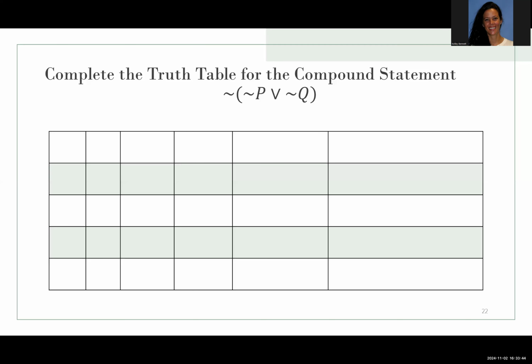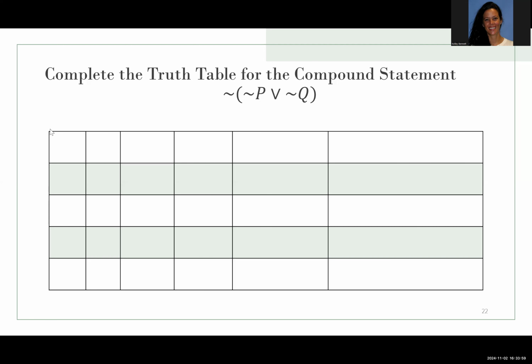In this example, we are going to complete a truth table for the compound statement, which is the negation of (not P or not Q). So this is negation and disjunction, wash, rinse, repeat.